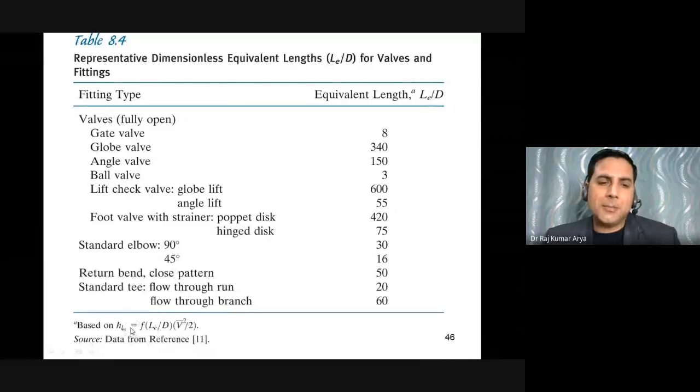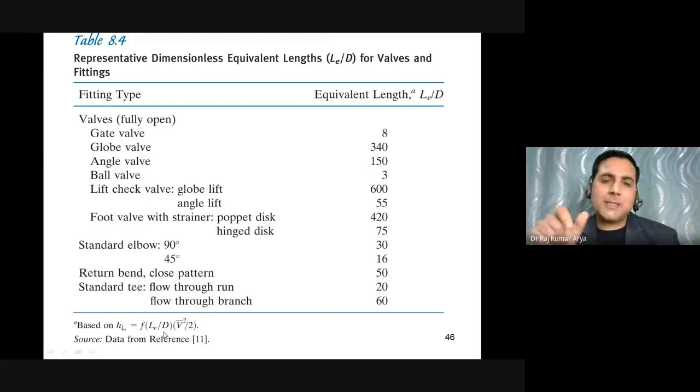At the bottom, you can see the head loss H in meters is given by f L upon D, V square upon 2g. What does it mean? It is Le upon D, equivalent. This is Le, equivalent length, upon D. What does it mean? If you are fixing a gate valve, it gives you a loss which is equivalent to this much length upon diameter of your straight pipe.